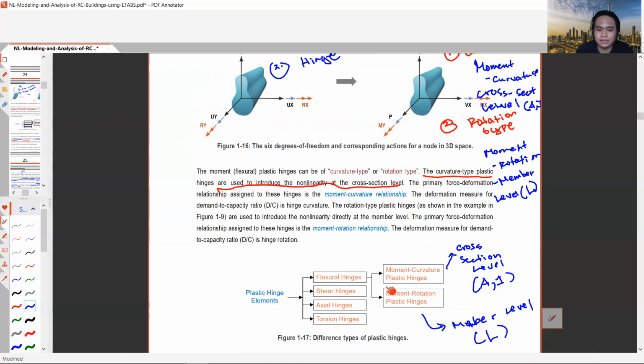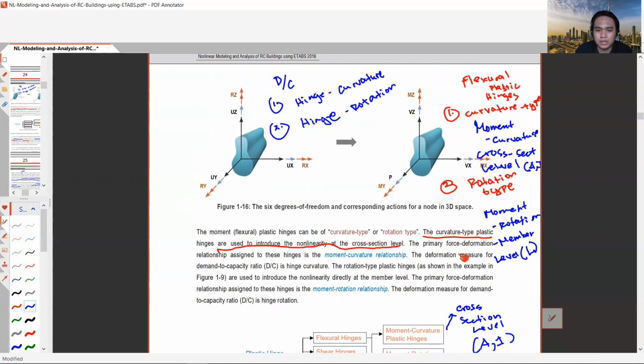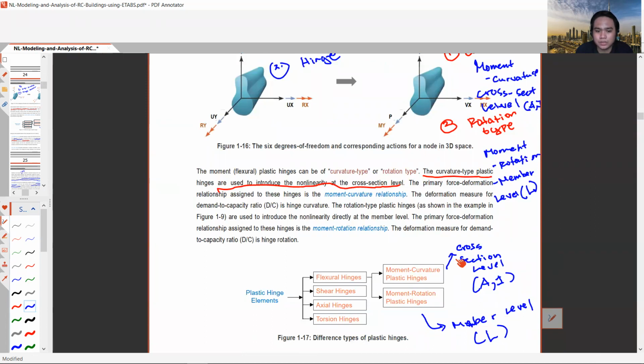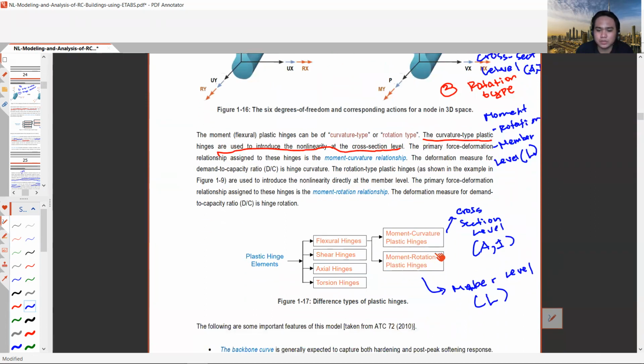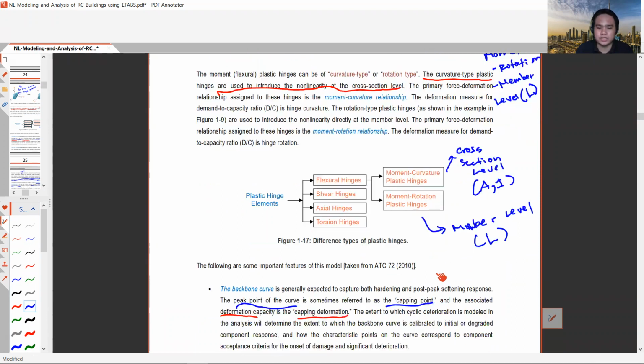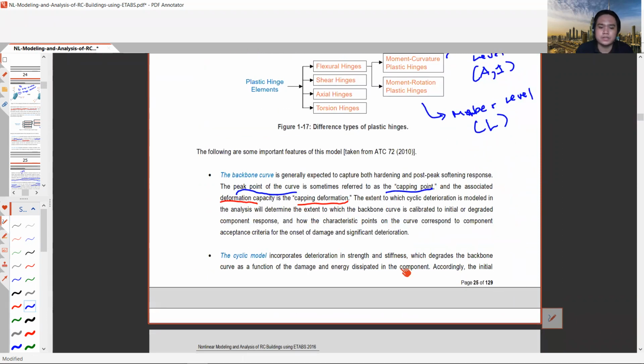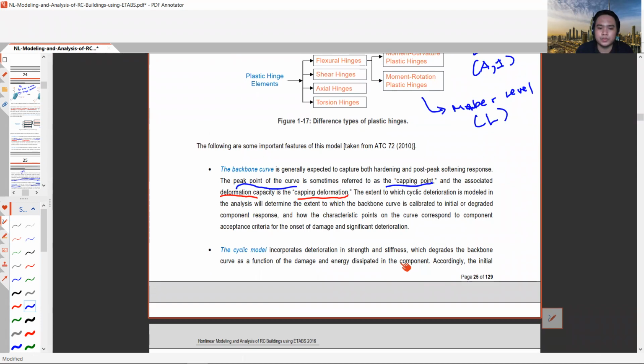Okay? And the demand capacity ratio for moment curvature plastic hinges is tinatawag siya na hinge curvature, and for the DC ratio for the moment rotation plastic hinges, it is hinge rotation. Okay. So for the backbone curve, the peak point of the curve is sometimes referred to as the capping point, and the deformation is sometimes referred to as capping deformation.